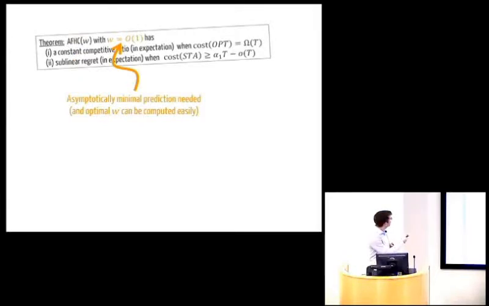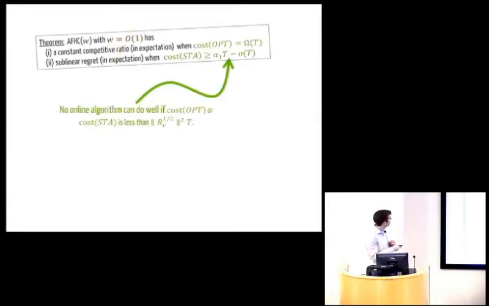And the technical result is up here, but basically what it says is you do well with constant order predictor, so asymptotically minimal amount of prediction. And you do well, not always, but you do well in any case when an online algorithm could do well. There are some places where you can't do well just because there's too much noise. You can't improve upon the noise. And so this is the condition.